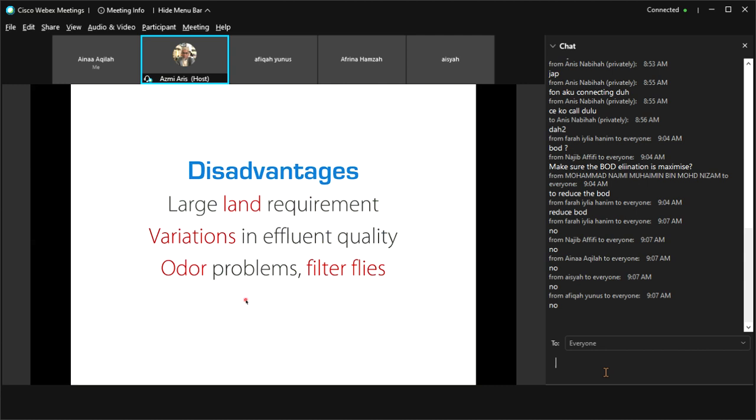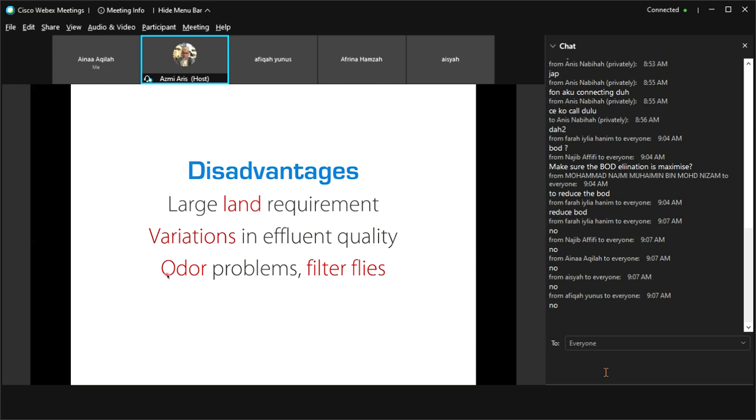Disadvantages of this trickling filter: as you can see just now, the diameter of the trickling filter is very large, so it requires a large land area. So this is not feasible in areas where land is expensive. Okay, in Malaysia, urban land is expensive, so you cannot provide large land for wastewater treatment. It is better to turn the land into a commercial area where you can get money. But to treat wastewater is not a good investment. Besides the large land requirement, there are variations in effluent quality, meaning that the effluent quality is not stable. Sometimes it is good, sometimes it is not good.